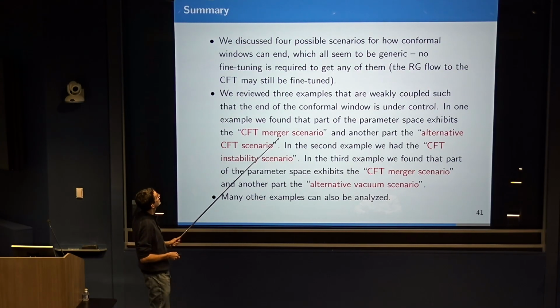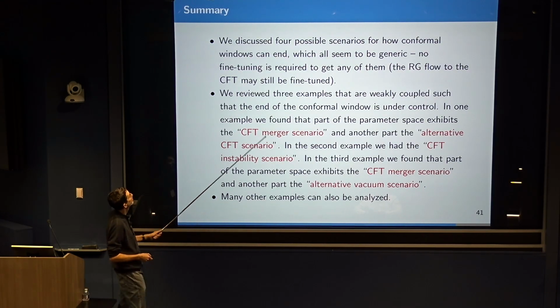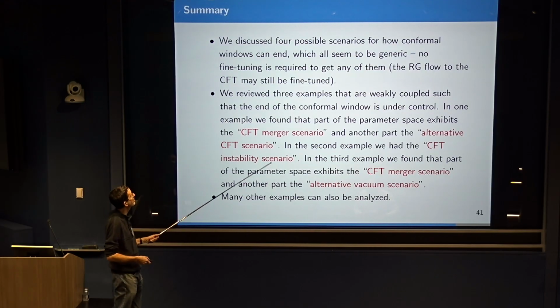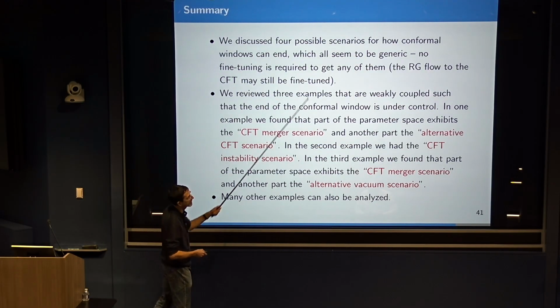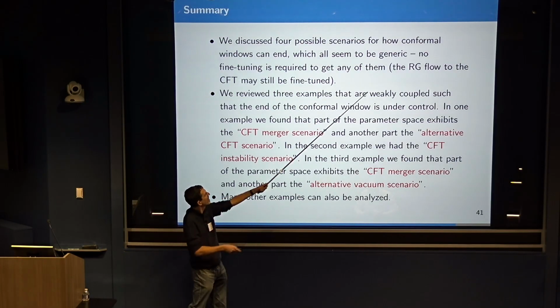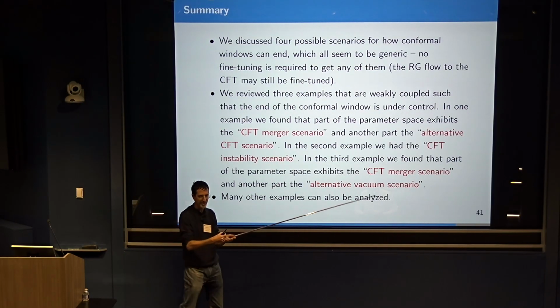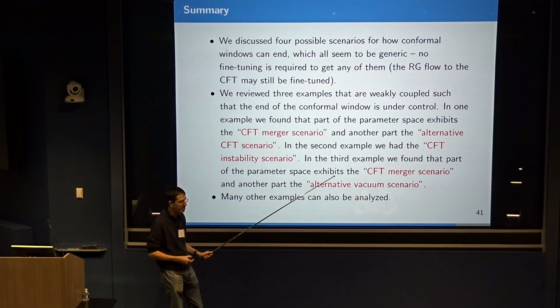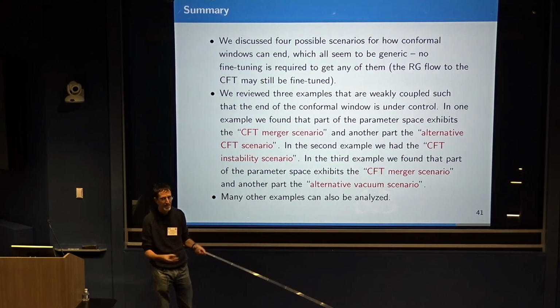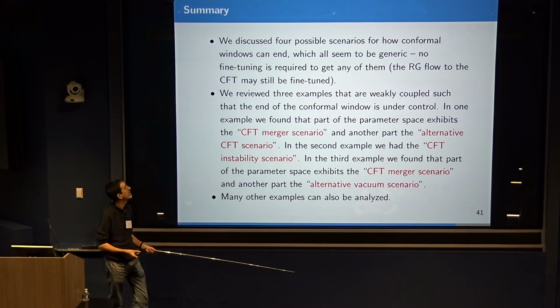So I discussed in this talk 4 possible scenarios for how conformal windows can end. And all of these scenarios seem to be generic in the sense that we don't need any fine-tuning to get any of these scenarios. Of course, there may be fine-tuning that's needed to flow to these fixed points to begin with, which I'm sort of taking for granted. But beyond that, in the space of theories, we don't need any fine-tuning to get any of these scenarios, so they all seem equally generic.